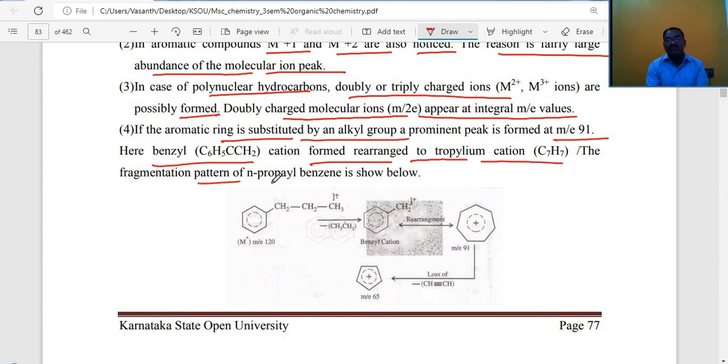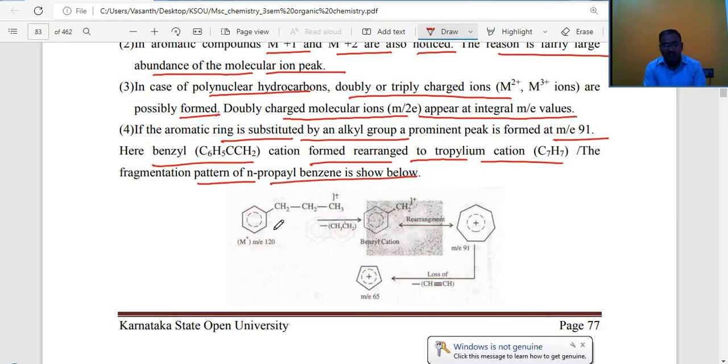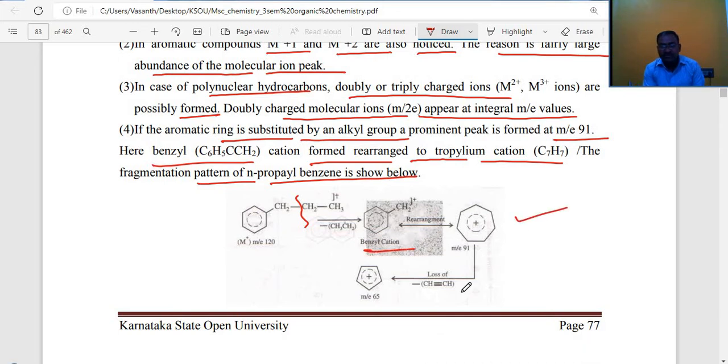The fragmentation pattern of n-propyl benzene is given below. This is the n-propyl benzene molecule. On cleavage of this molecule, what we get is benzene plus CH2. This is the benzyl cation. The benzyl cation undergoes formation of the tropylium ion. This is called the tropylium ion. Next, again on loss of C2H2, what we get is m/e 65.